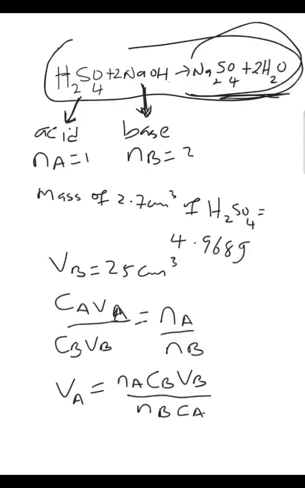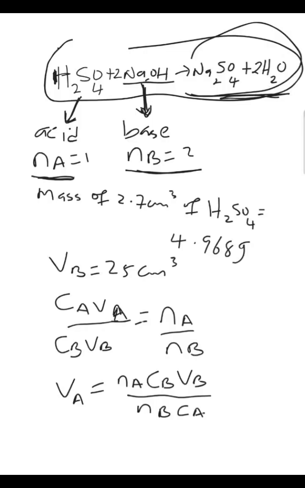Now, if you look at this balanced equation, the number of moles of the acid, that is the number attached here, is actually 1. So Na, the number of moles of acid, is 1. And if you look at this, you can see that the number behind the sodium hydroxide is 2. So the number of moles of the base is 2. Nb means number of moles of base is 2.